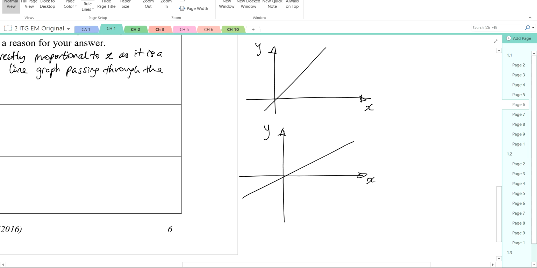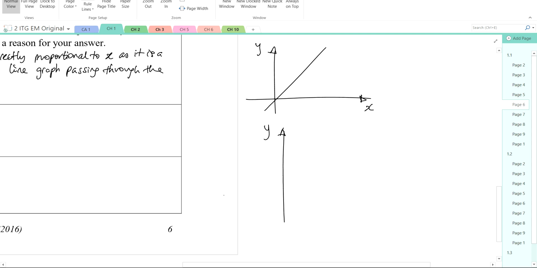How about if I make it very gentle like this, and this is my x-axis. Is it directly proportional? Yes? Okay. How about now? Directly proportional? Why not? It doesn't pass through the origin, so it is not directly proportional.